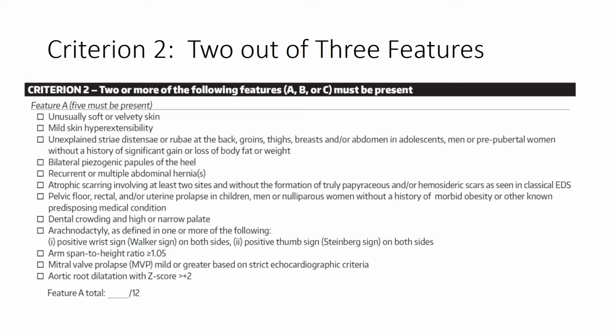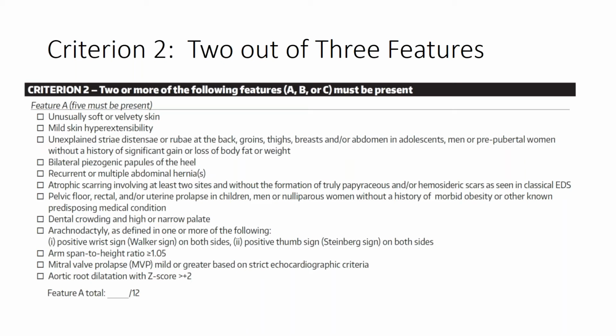A ratio of the arm span to height of more than 1.05. So we measure the height, measure the arm span, and divide the arm span by the height. And if that number is greater than or equal to 1.05, this box gets checked.